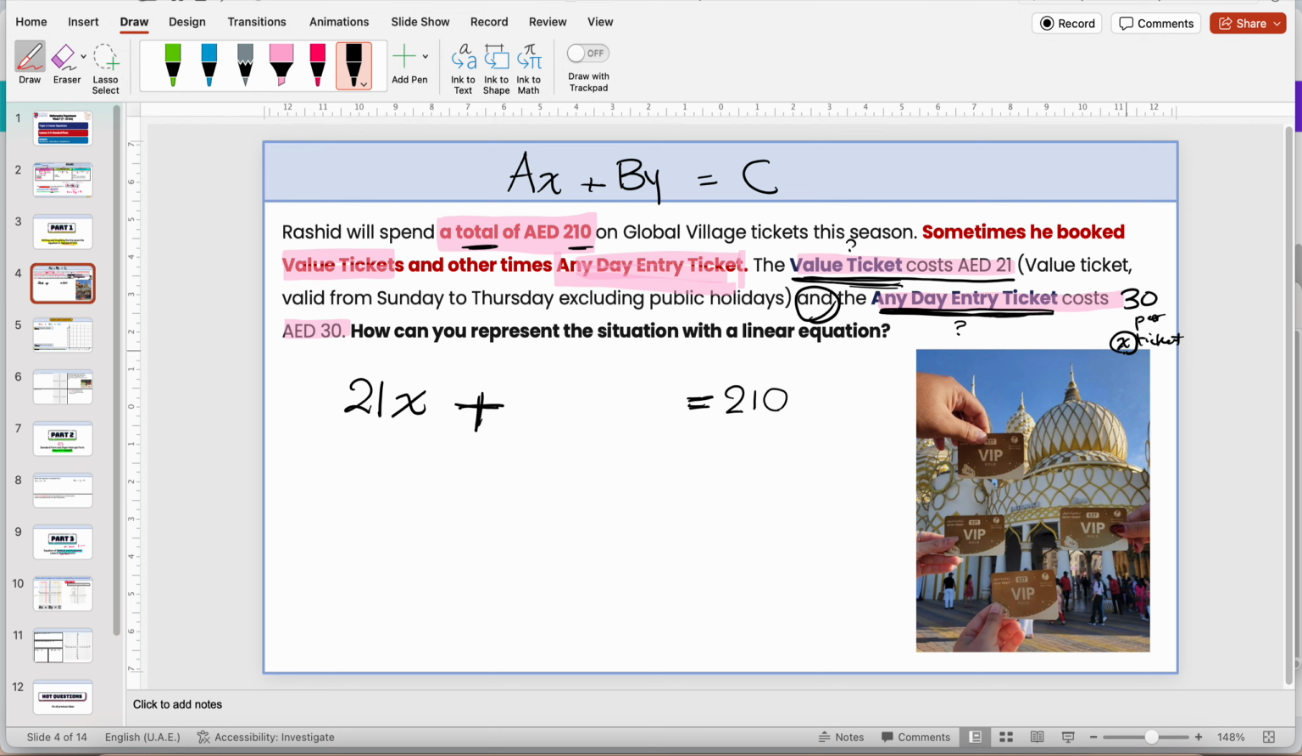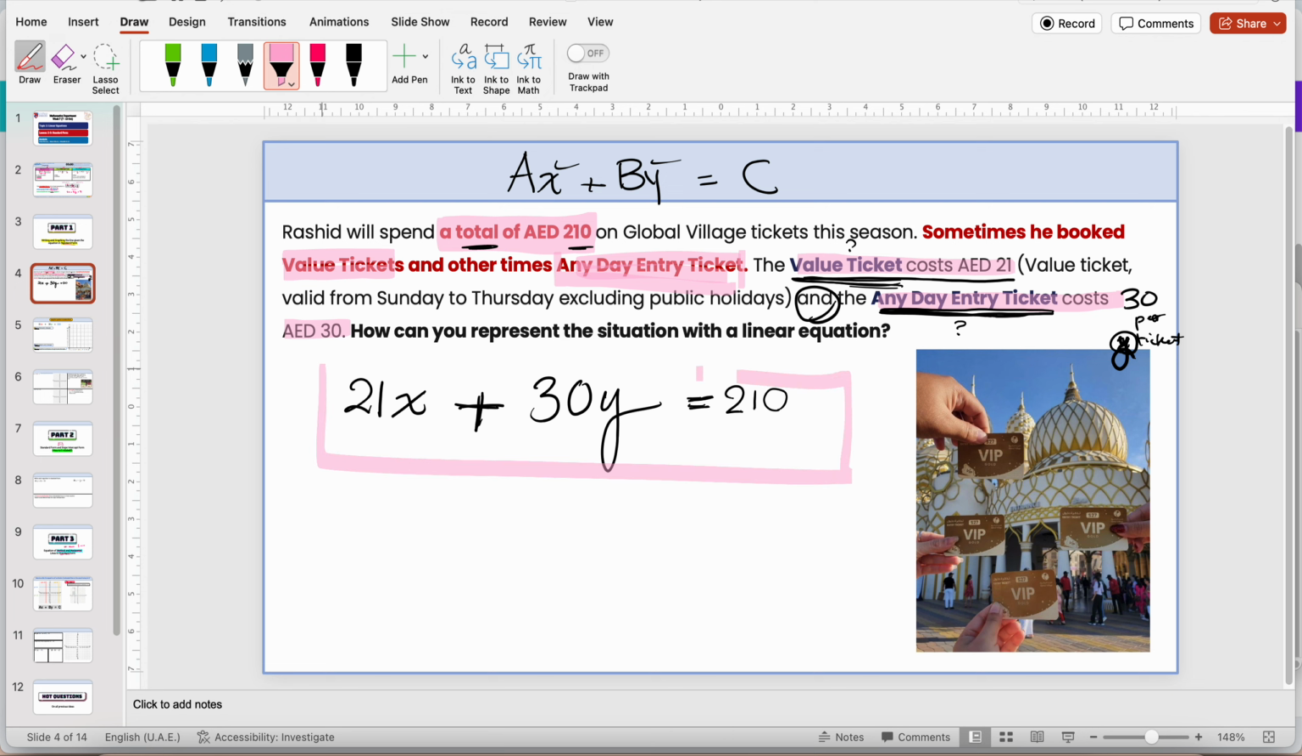I cannot put X because X is for value tickets, and now I'm talking about any day entry ticket, so I have to use another variable. Thank God in standard form we can use both variables for different situations. Okay, yep. But miss, what if I want to write it as 21y plus 30x equals 210? This is correct and this is correct. Since they didn't specify which one is X, which one is Y, both are exactly correct. But again, once you decide to follow one of them, then you have to do the graph using the one that you chose to write.